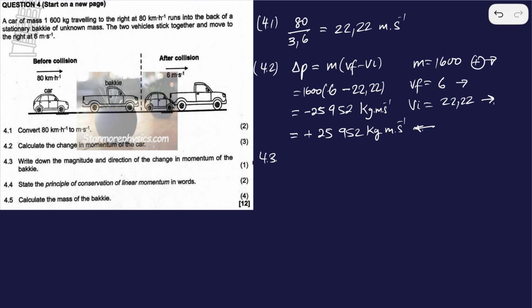Moving on to question 4.3, write down the magnitude and direction of the change of momentum of the bakkie. So if the change of momentum for the car is 25952 to the left, then the bakkie will be 25952 kilograms meters per second to the right. And this is for a number of reasons. Remember that the total linear momentum in an isolated system will be conserved, so the delta P should then also be conserved. You can also think of it as a collision where the impulse is the change in momentum. The impulse will be the same for both because the F net and the contact time is the same.